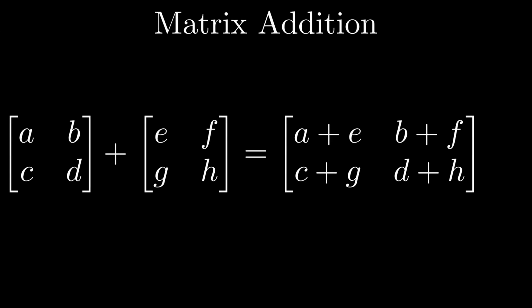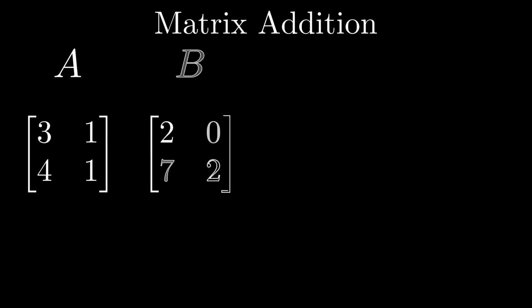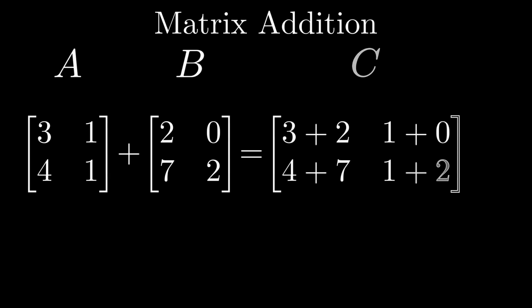Addition between two matrices is done element-wise, so each element is added to each element. This means, to add two matrices, they need to be the same dimension. So let's say we have a matrix A equal to 3141, and B equal to 2072. A plus B equals the matrix C, with values 3 plus 2, 1 plus 0, 4 plus 7, and 1 plus 2.